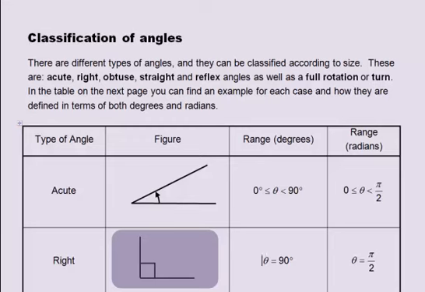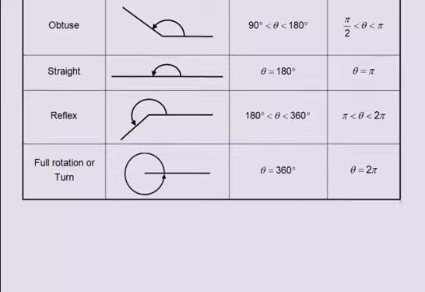Type of angle, right. A right angle is depicted like this. In degrees, a right angle is 90 degrees. In radians, a right angle is pi divided by 2. Type of angle, obtuse. An obtuse angle is depicted like this. In degrees, an obtuse angle is greater than 90 degrees, but less than 180 degrees. In radians, an obtuse angle is greater than pi over 2, but less than pi.